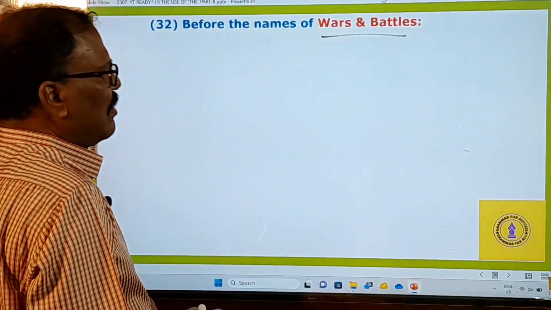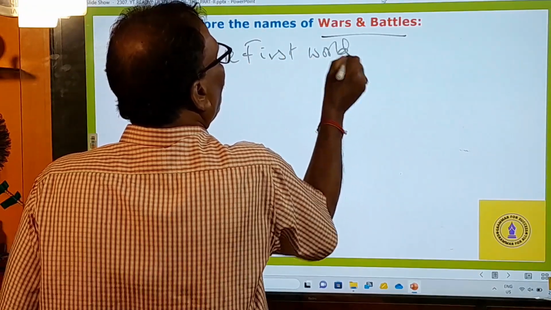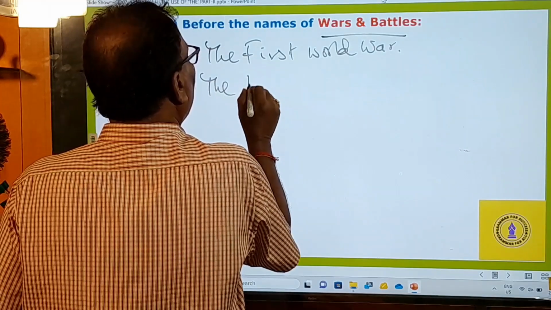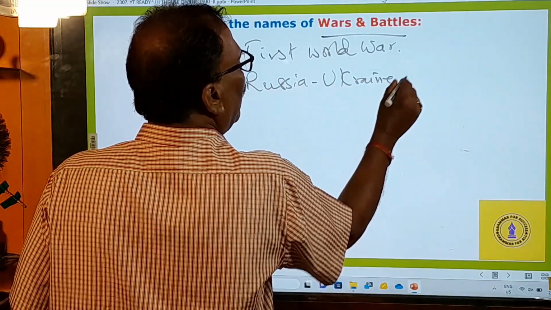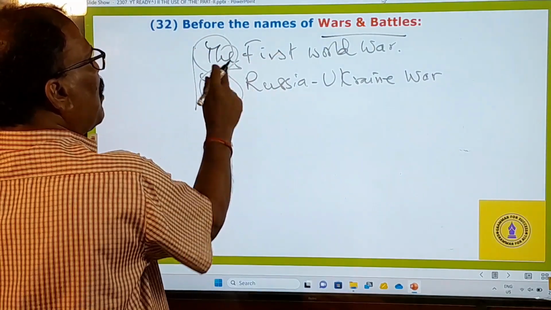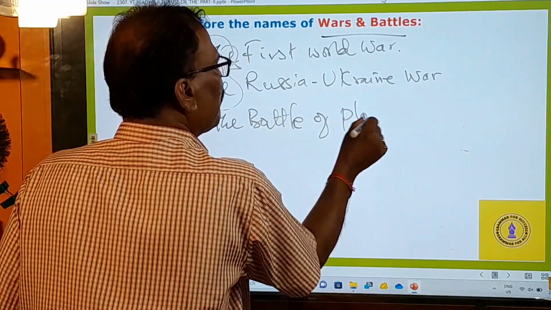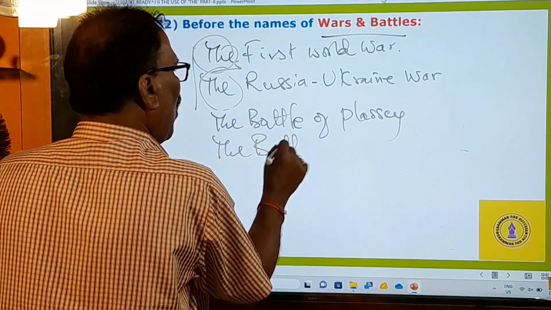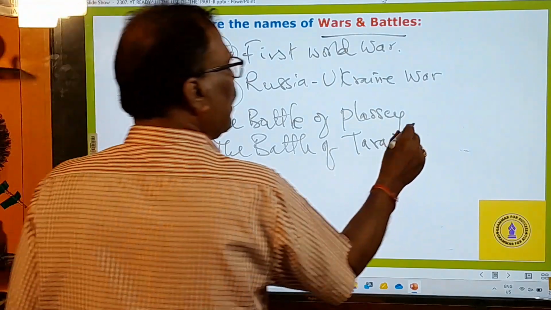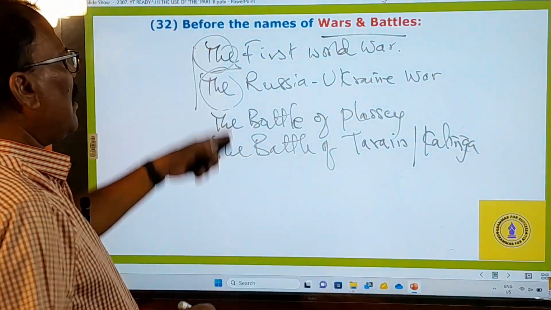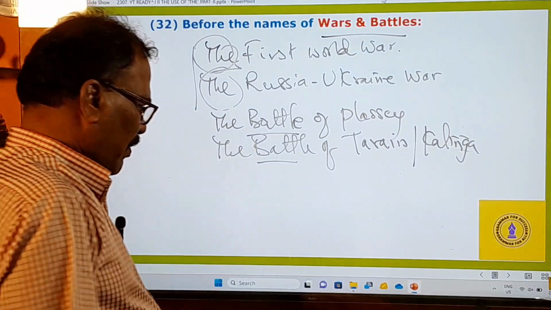And before the names of wars and battles, wars, the Russia-Ukraine war, okay, the First World War, the Second World War. These are wars. Before the names of wars, we must use the definite article. Battles are also there. The Battle of Plassey, the Battle of Tarain, the Battle of Kalinga. So like that, there are battles. War takes place for a long time, and battle for a short period. Some difference is there between the war and the battle.